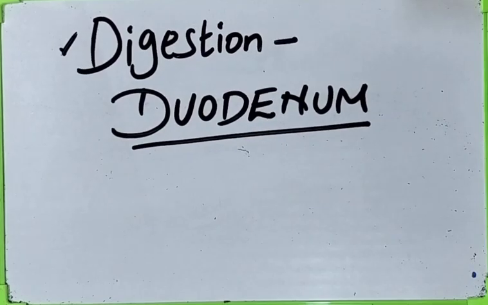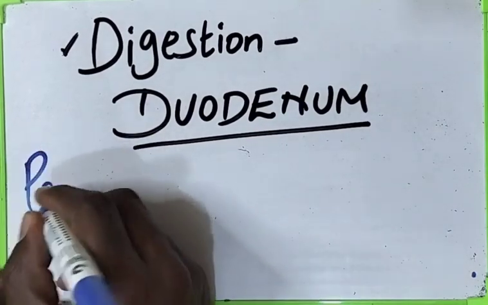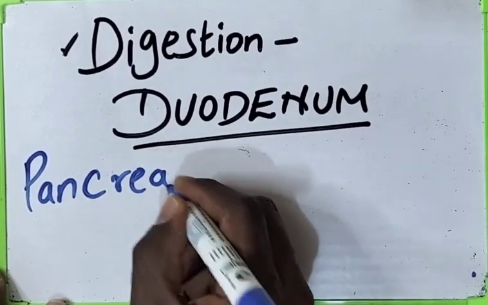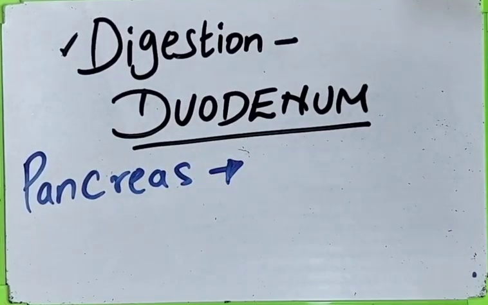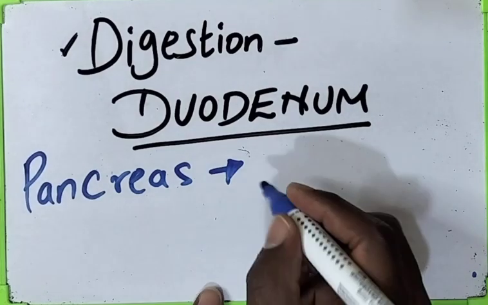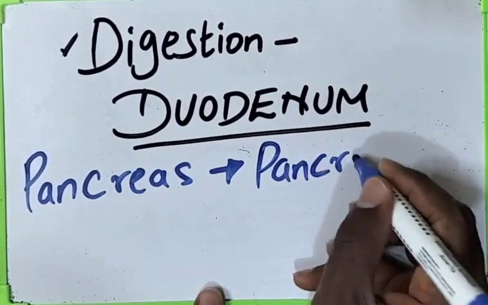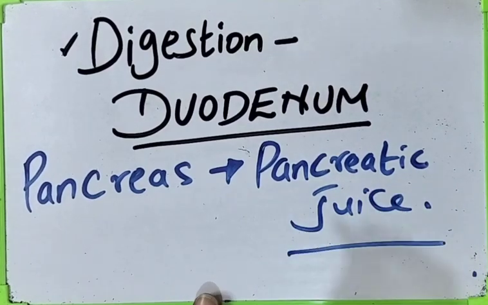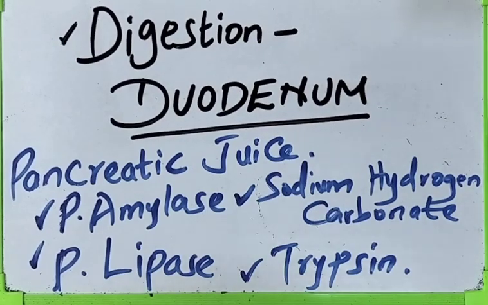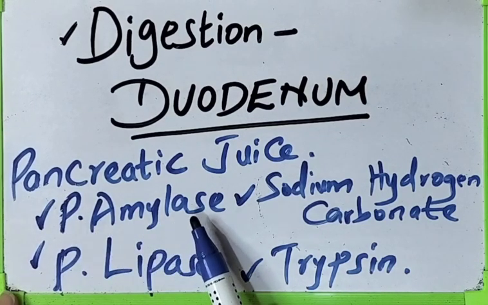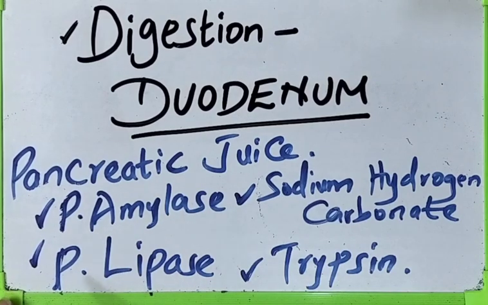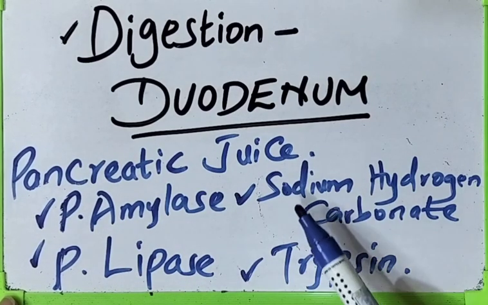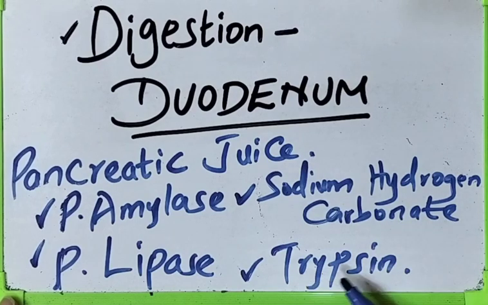Second organ, pancreas. Some people call it pancreas. The pancreas is the second organ associated with digestion of food, and it will produce pancreatic juice. So pancreatic juice has the following components, 4 of them. Pancreatic amylase, P stands for pancreatic. Then pancreatic lipase, sodium hydrogen carbonate, and also trypsin.